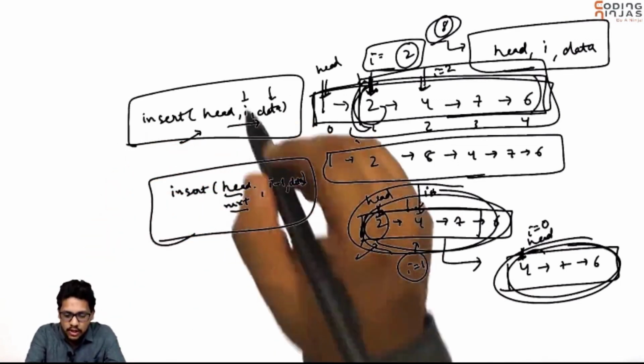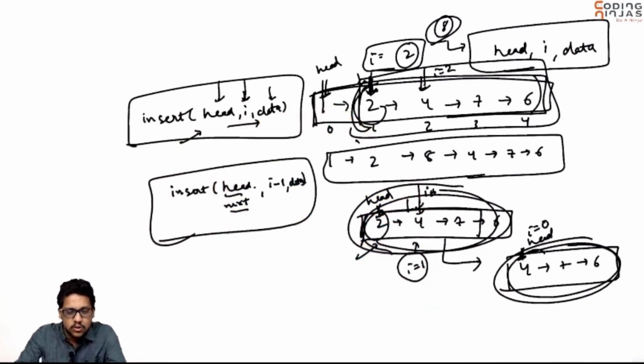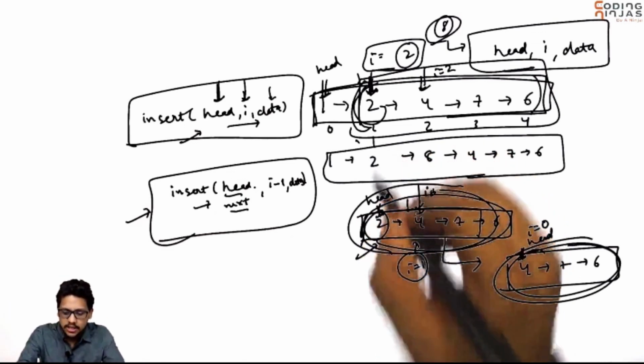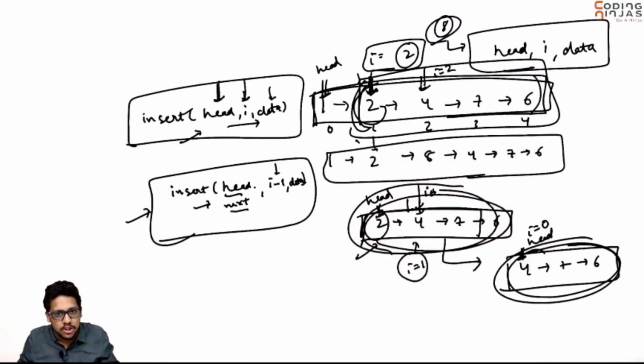This is the induction hypothesis you can make. Your problem is you need to insert at ith position of the linked list whose head is here. You have solved this problem by calling a smaller problem, where you insert at head.next, that is this head, and in that, at i minus 1 position with this data. This is the induction hypothesis you want. By doing this it will insert at that position.